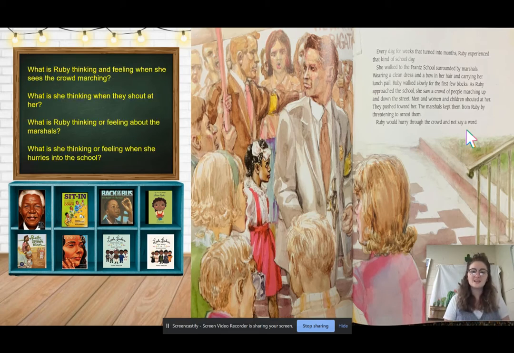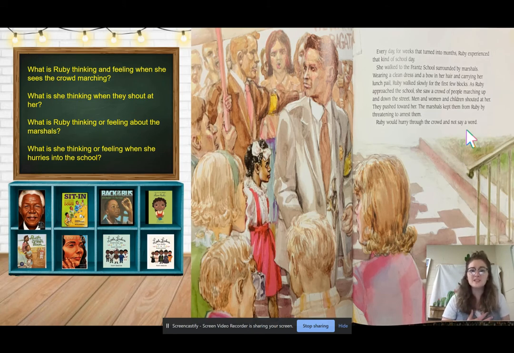Now I want you to think, that's our scape. This page doesn't tell us the exact words that Ruby is thinking and feeling, but we can use our scape to dig a little deeper and think about what she was feeling and what she was thinking. So let's think about when she first sees that crowd marching. What do you think Ruby is thinking and feeling when she sees the crowd marching? What do you think is going on in her head when she sees them in front of the school building? Tell me in the puzzle.